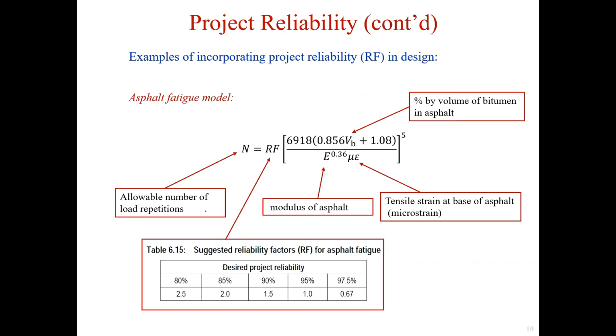Similar to the cemented material fatigue model, here is the formula for the asphalt fatigue model. Most parameters are similar to the cemented material fatigue model, the only difference is the parameter VB here, which is the percentage by volume of bitumen in asphalt. We learned this parameter in lecture 6, and it is the effective volume of bitumen excluding the absorbed binder.